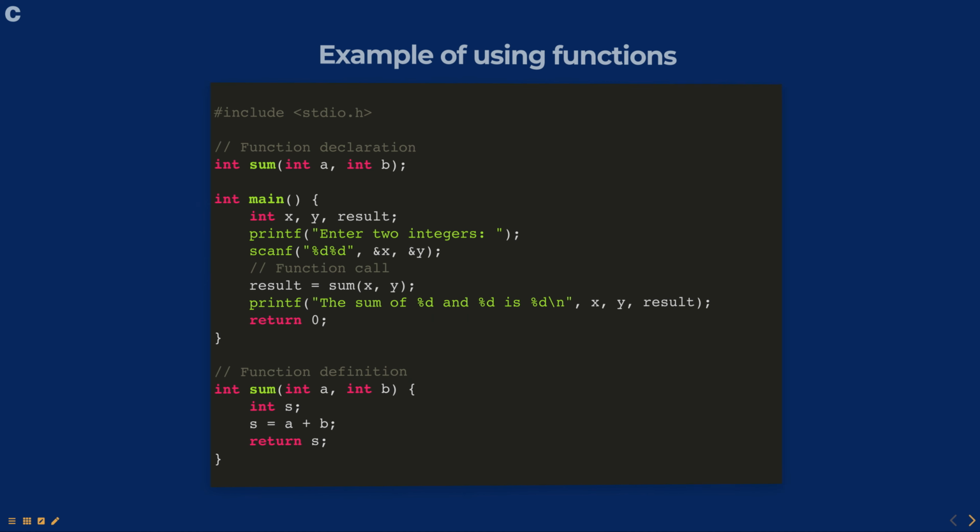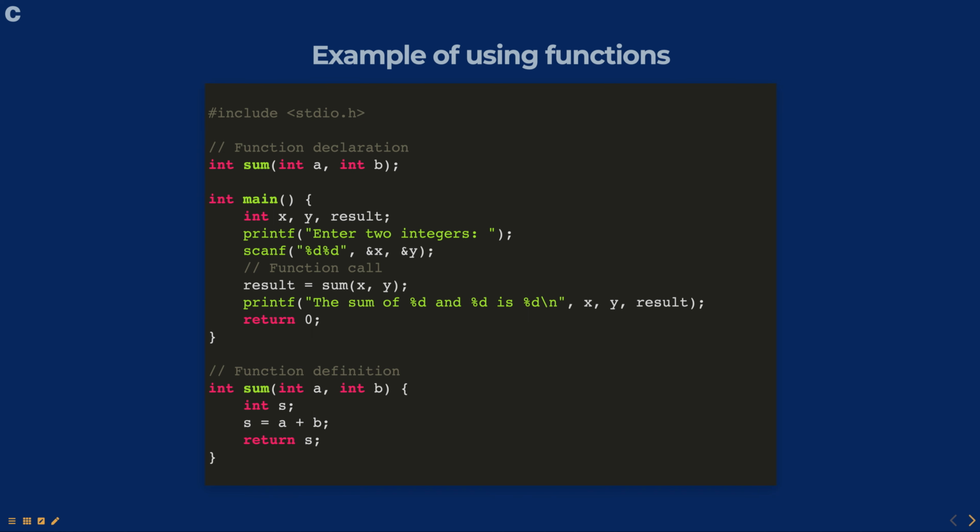Here is an example of using functions in a C program. In this example, the function sum takes two integers a and b as input parameters and returns the sum of these two numbers. The function is declared in the first line after the hash include statement.